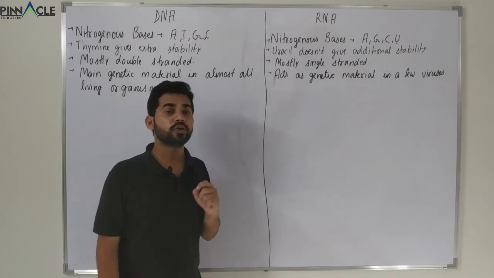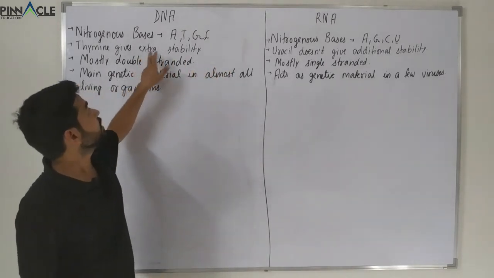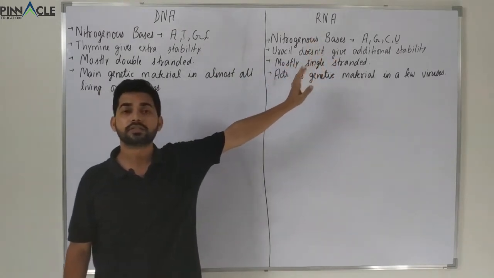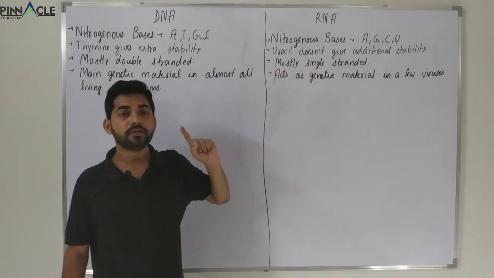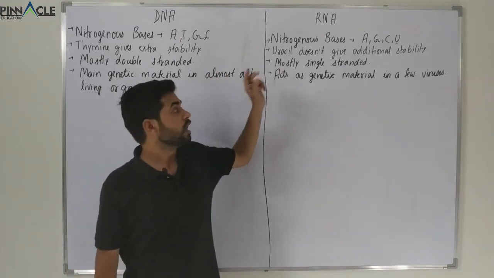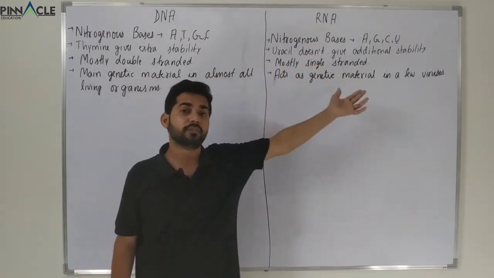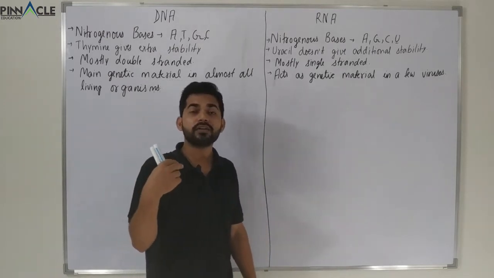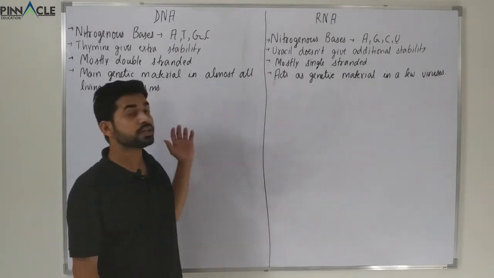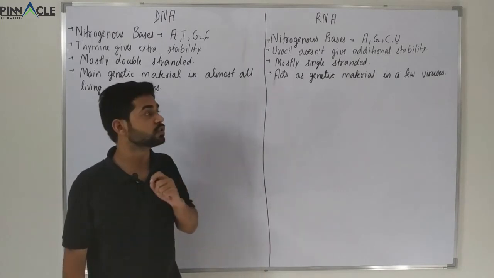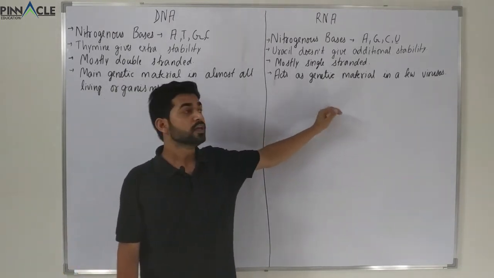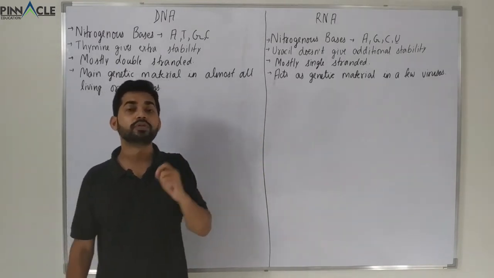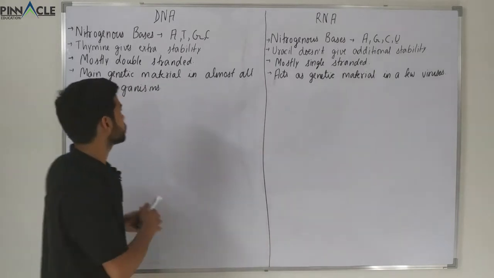Apart from that, we have also seen that thymine gives extra stability to DNA and uracil does not give extra stability to RNA. That means that DNA is more stable and RNA is less stable. If DNA is more stable, that means it will mutate at a much slower rate. That is, mutations in DNA will be much less common as compared to RNA. That stability difference is also because of something called ribose and deoxyribose sugar.